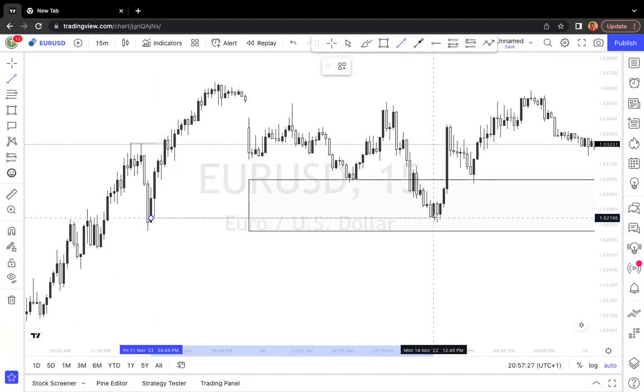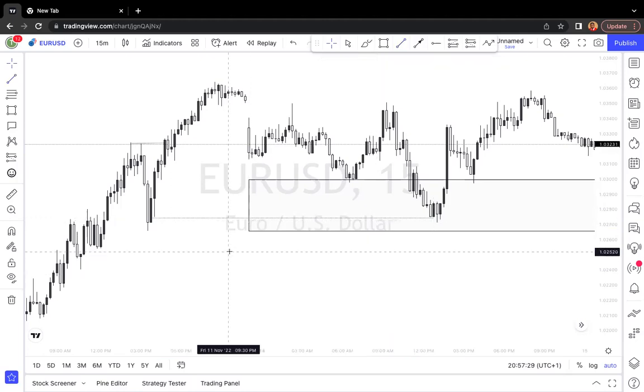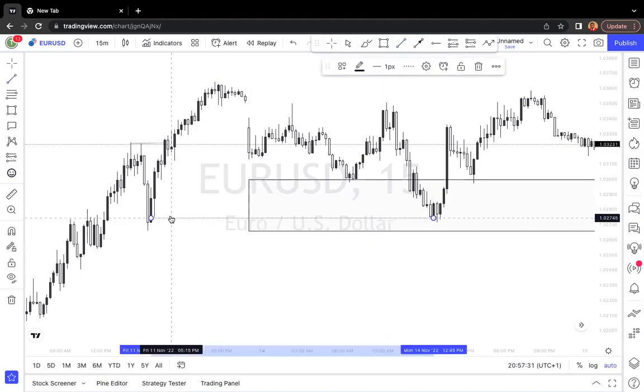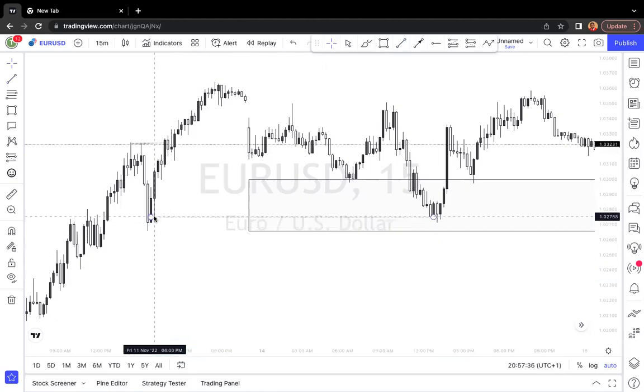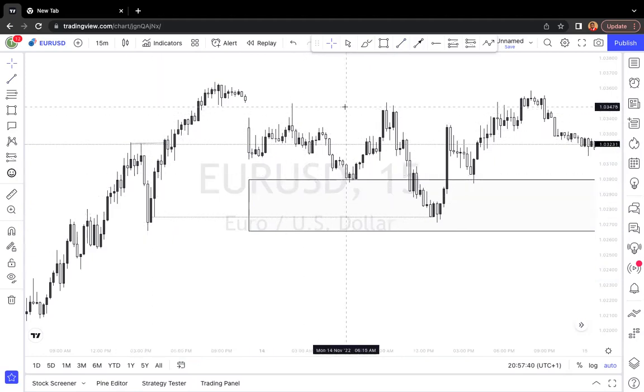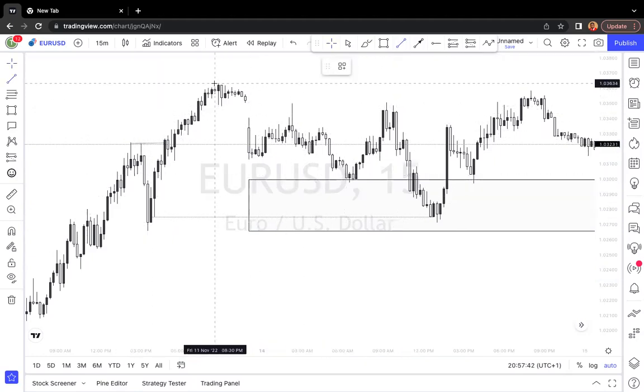I traded this and I saw it. There's an inefficiency inside of this range, and the price actually came to fill it. So we had this as a grab of internal liquidity. After taking this external, we rallied back to internal. Where's the next target?